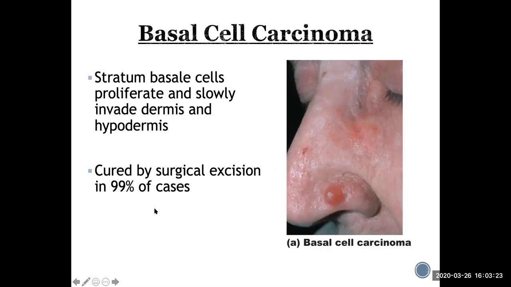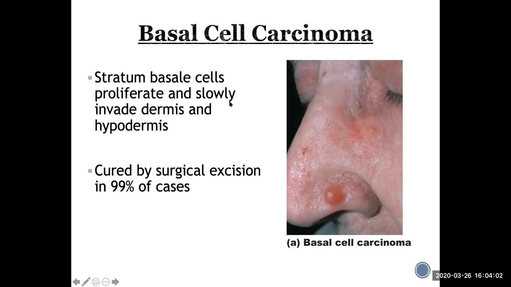So let's go through them individually. Basal cell carcinoma is when the stratum basale, the deepest layer of the epidermis, right? Those cells proliferate. A little screw up happened in one of those cells. We lost a crossing guard in one of those cells, and it starts to proliferate too much. It slowly invades the dermis. It grows so fast that instead of the new cells just getting pushed up, it also ends up pushing down because it's growing too fast. So it invades the dermis and the hypodermis, so it gets down into the fat layer.